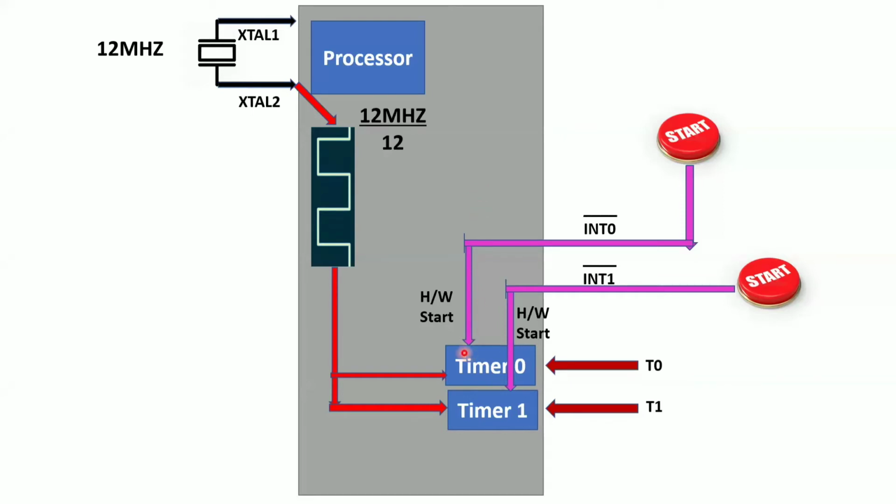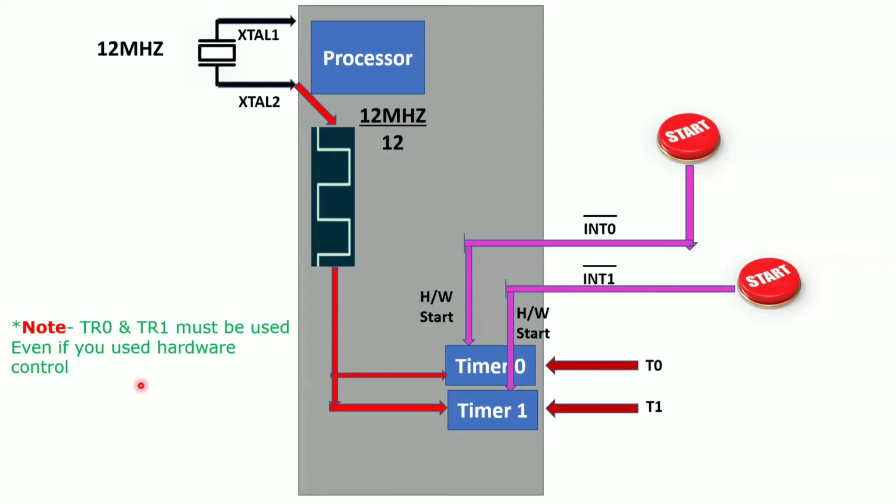Okay, then why am I using hardware? Hardware is just for the layman. If someone doesn't know programming and still wants to start the timer, they can hit the start button. But for programmers, you will use the timer 0 run bits. Timer 0 and timer 1 run bits, TR0 and TR1, right? So that means you must use the timer run bits even if you are using the hardware control. This is the point to be noted here.